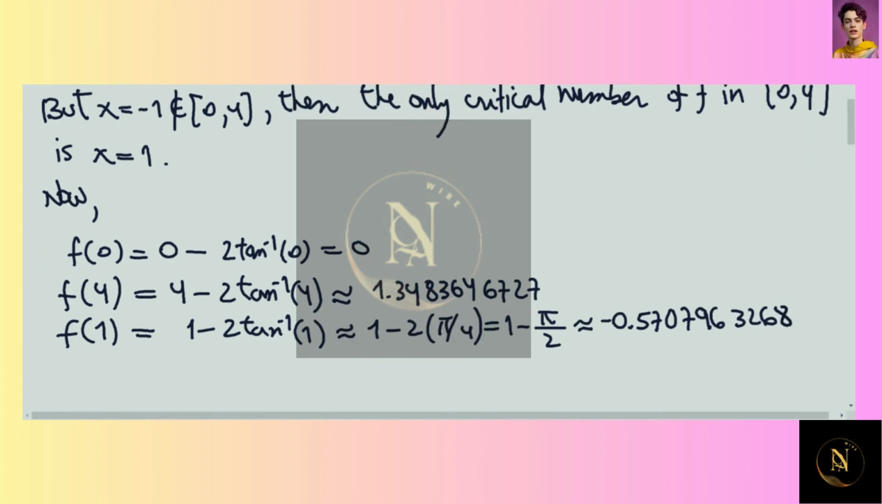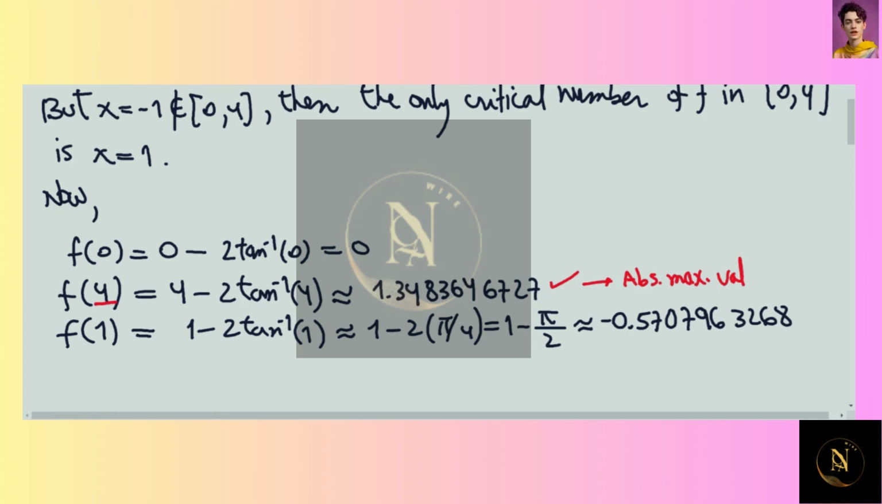Okay, so these are the candidates for extreme values of the function. The largest of the three values is this one here, so it must be the absolute maximum value of the function over the interval [0, 4], and it is occurring at the right endpoint, 4. So I will write this here: absolute maximum value of the function attained at the right endpoint 4.